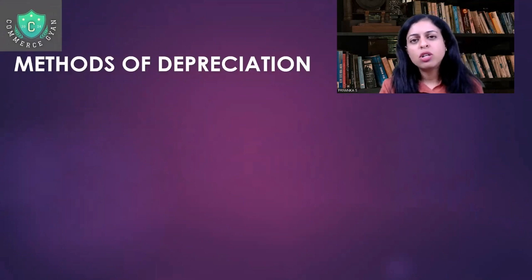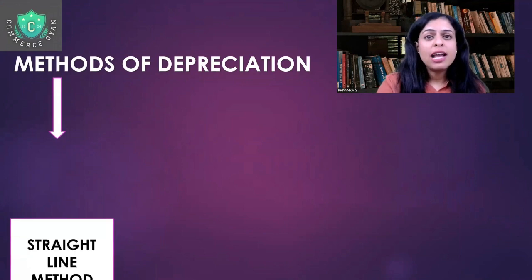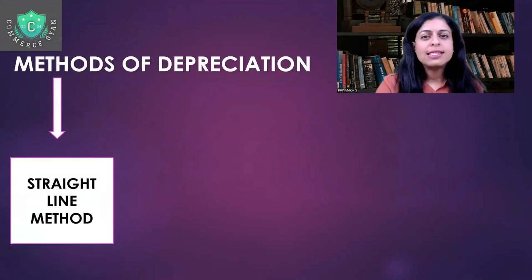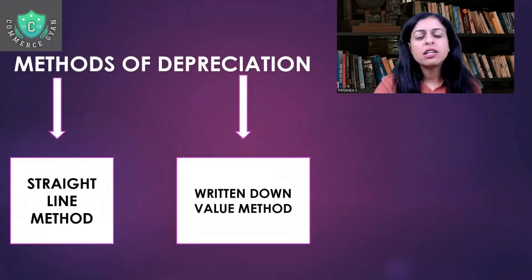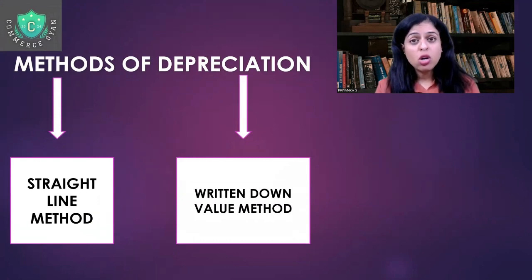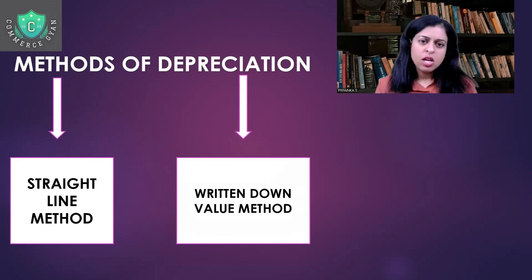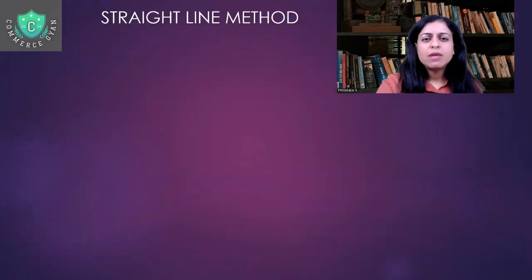Now comes the important part, that is methods of depreciation. The standard methods used are only two. One is called the straight line method of depreciation, and the second one that we have is the written down value method of depreciation. Straight line method is also called the installment method, and written down value method may also be called the reducing balance method. Okay, so let's see these methods now.